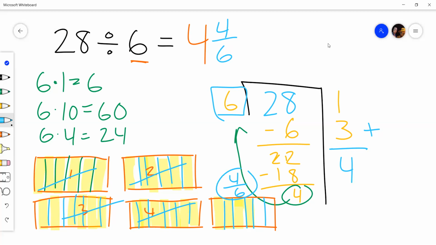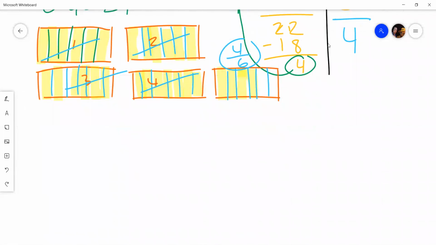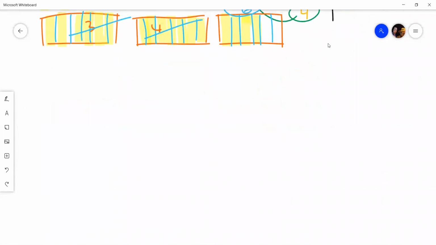Okay, so 28 divided by 6 equals 4 and 4 sixths. It equals 4 whole groups of 6 with 4 out of 6 left over. If we did the inverse, 4 and 4 sixths times 6 would equal 28. That's pretty cool. So let's do another one. I've got to check the time. I'm going to go ahead and do another one modeling, and then next video, we'll get out of the modeling aspect.